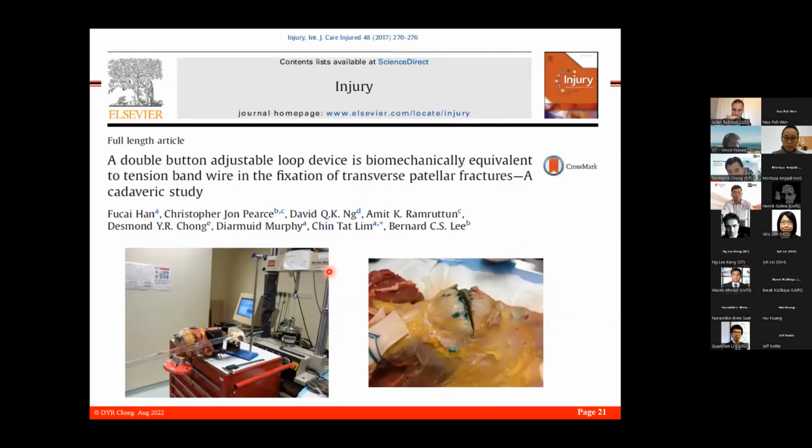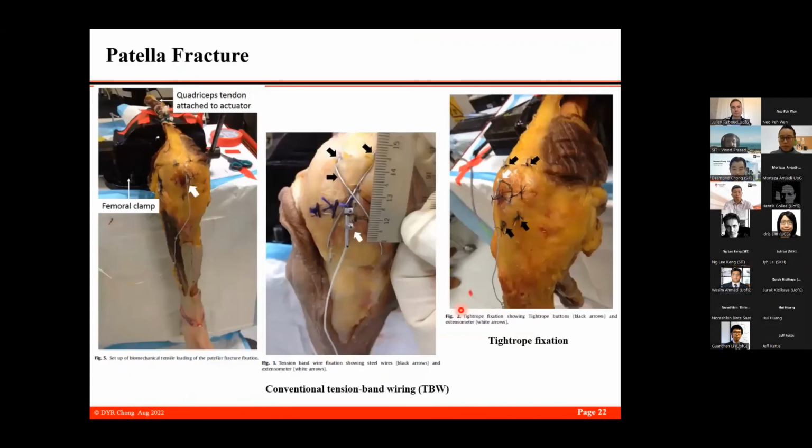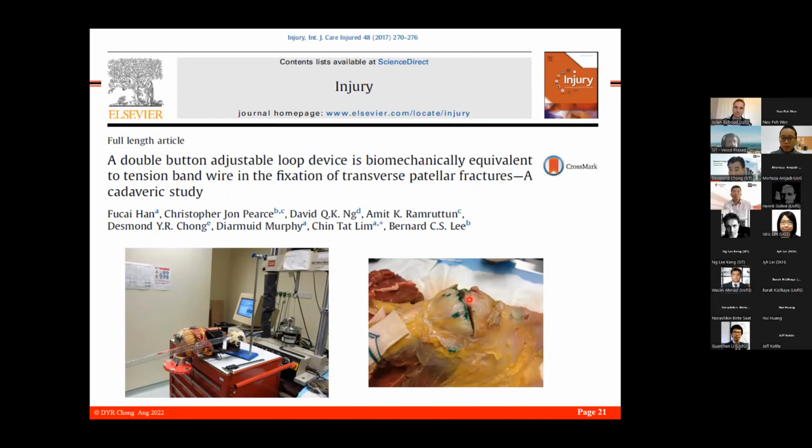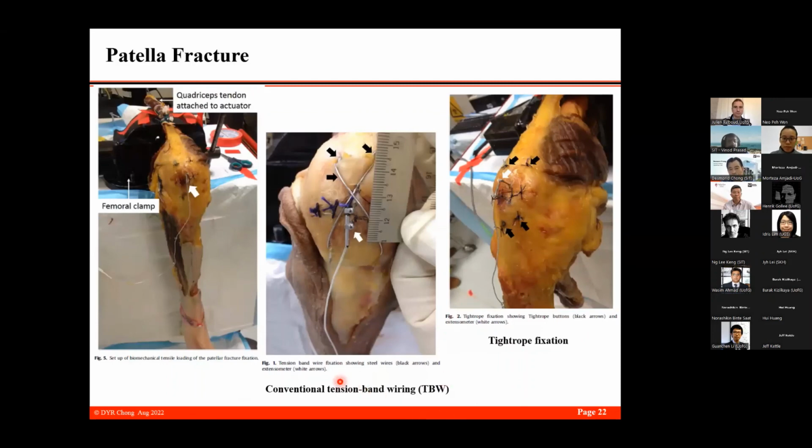And this is just another example, another study looking into patellar transverse fracture. For patellar transverse fractures, orthopedic surgeons have different techniques of repairing the fracture. This group of doctors are from Ng Teng Fong General Hospital and National University Hospital. The question is, we are going to use the conventional tension band wiring versus the new tightrope fixation. Depending on the technique, are we able to analyze from a biomechanical point of view whether there is any compromise in the new technique that the surgeons are implementing?